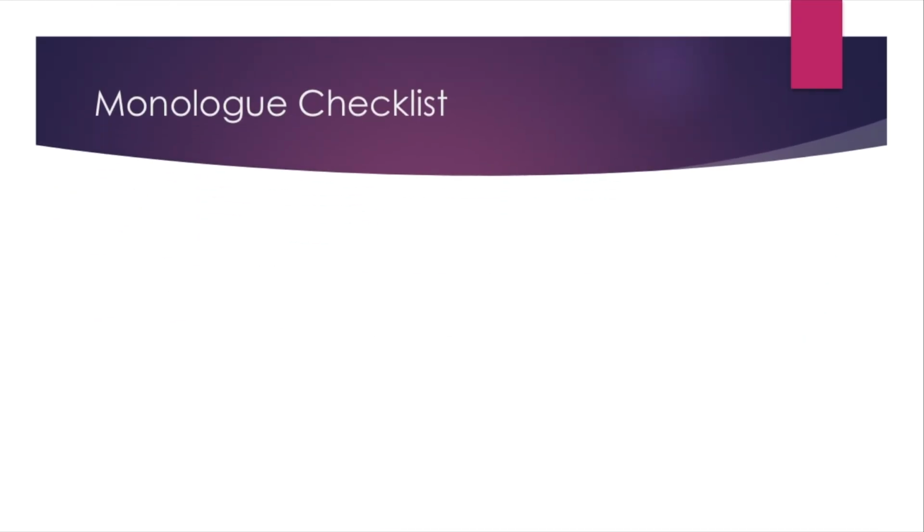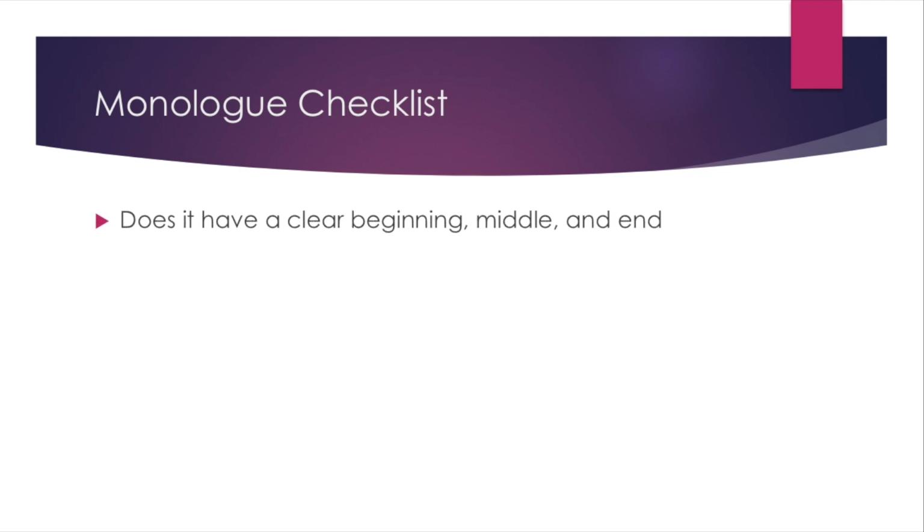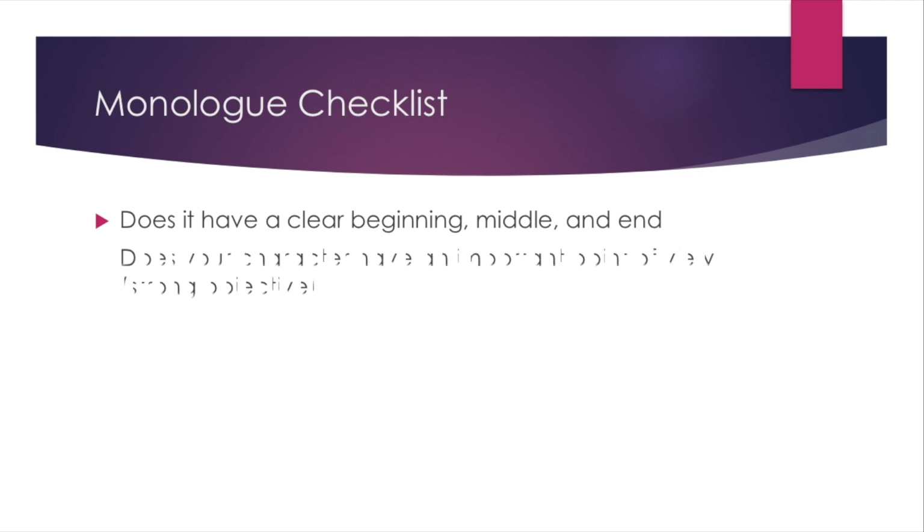Now, after you create your monologue, see if it has everything on this checklist. Number 1, does it have a clear beginning, middle, and end? We all know that good stories have clear beginnings, middles, and ends. So let's treat this monologue like it is a story in and of itself. Does it start somewhere? Does it have a middle part? And does it have a conclusion of some kind?